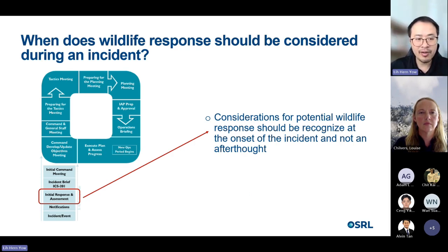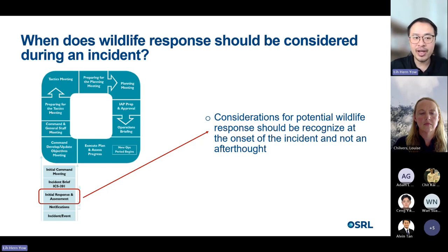The planning cycle is something that we are very familiar with, and it has already set the agenda for each of the meetings. But of course, the planning cycle is quite high level and generic towards any kind of incident, and how then we could customize this planning cycle to take into account wildlife response. This is what I'm going to talk about next.